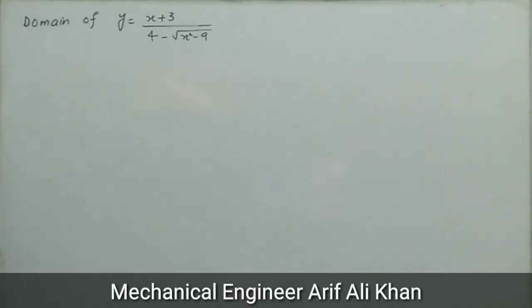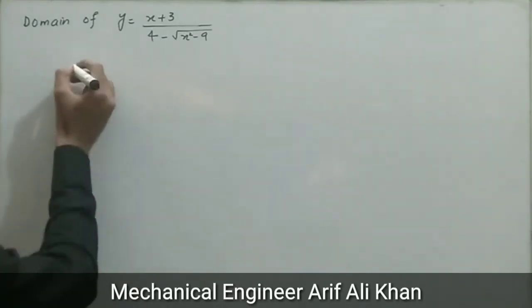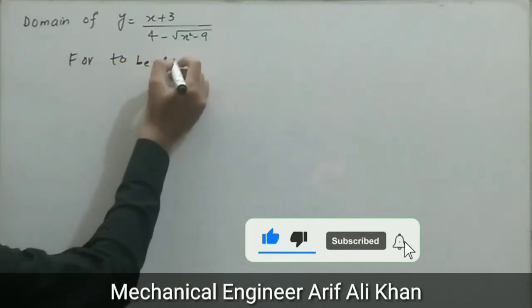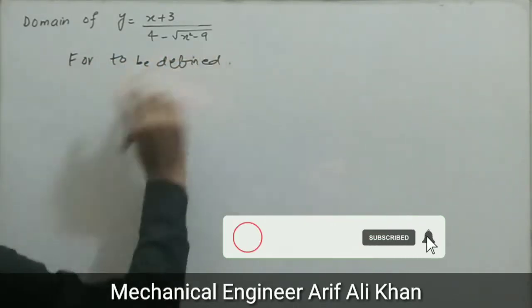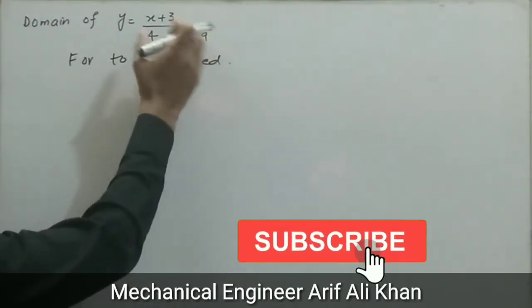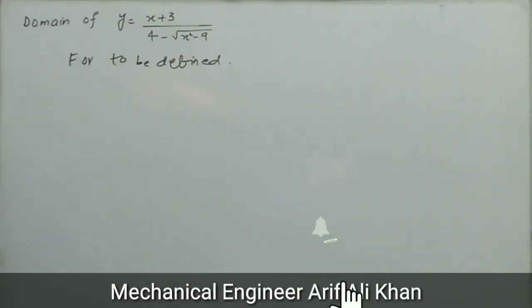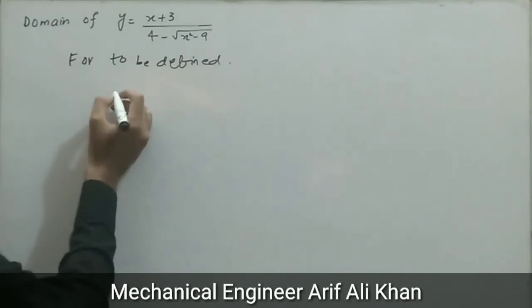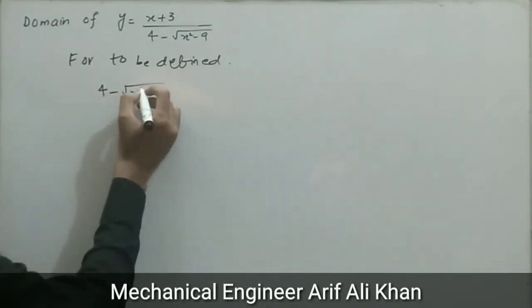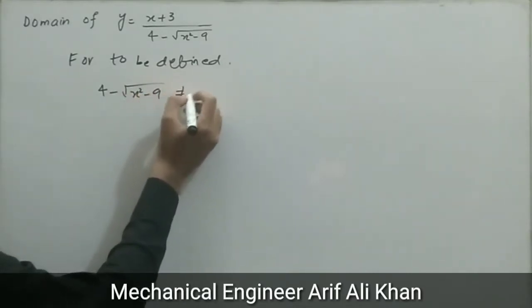So how can we find the domain for this function? Remember, for the given function to be defined, the denominator should not be equal to 0, because if we put the denominator equal to 0, it will give us infinity, which is not defined. So in the domain we are dealing with all those real values for which the function is defined. So the denominator, 4 minus square root of x square minus 9, should not be equal to 0.